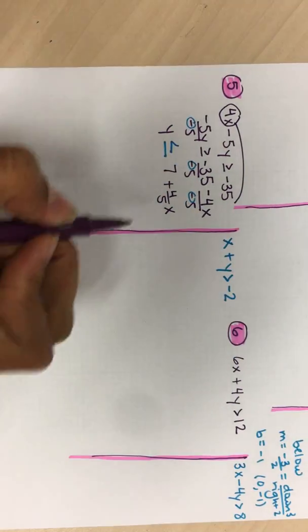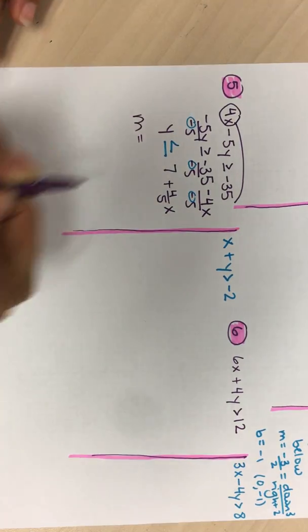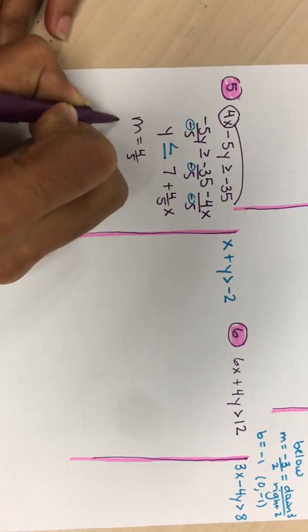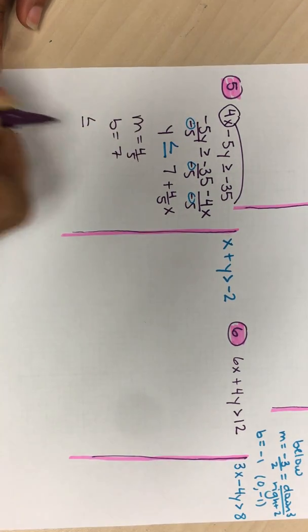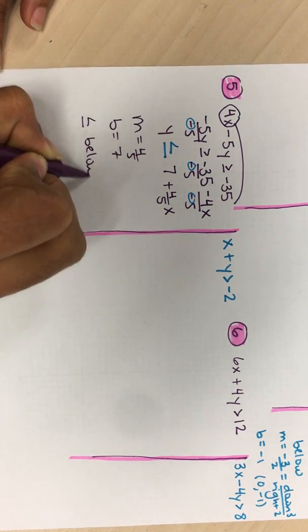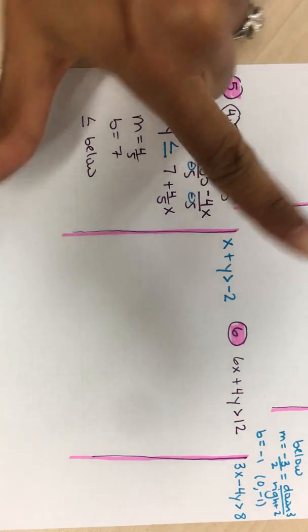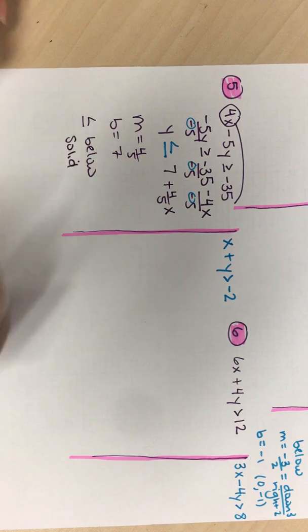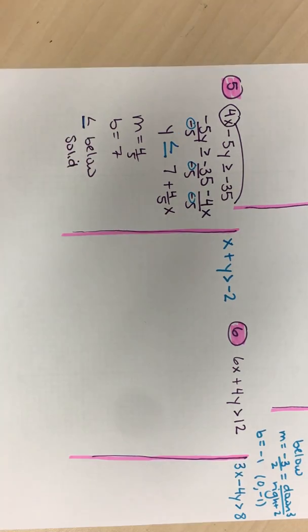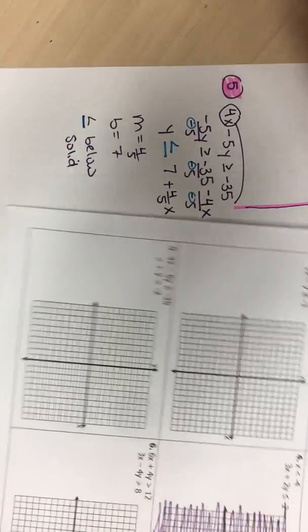All right, now, M, 4/5. B, 7. What does my symbol mean? It means shade below because I can make it with my left hand. And it means solid because it's been underlined. Okay, let's go ahead and graph that. Problem 5.